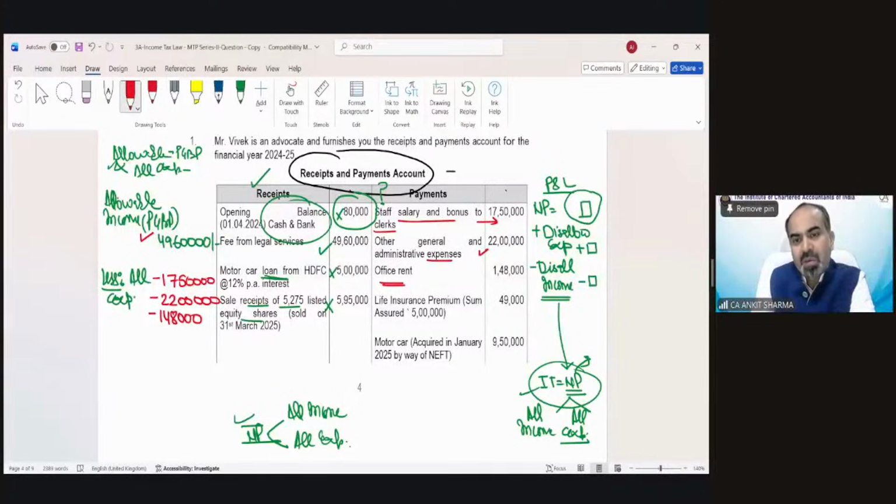Life insurance premium. Is it my business expenditure or personal expenditure, students? What is it? Personal or business? Life insurance premium.